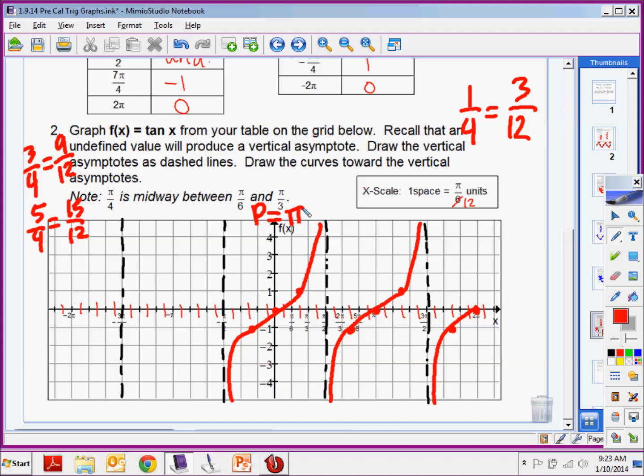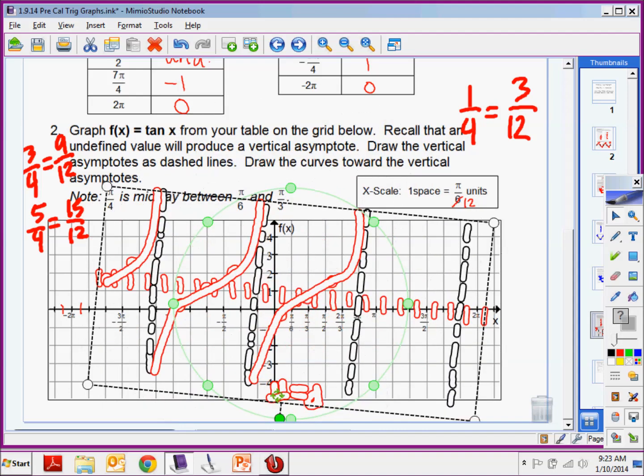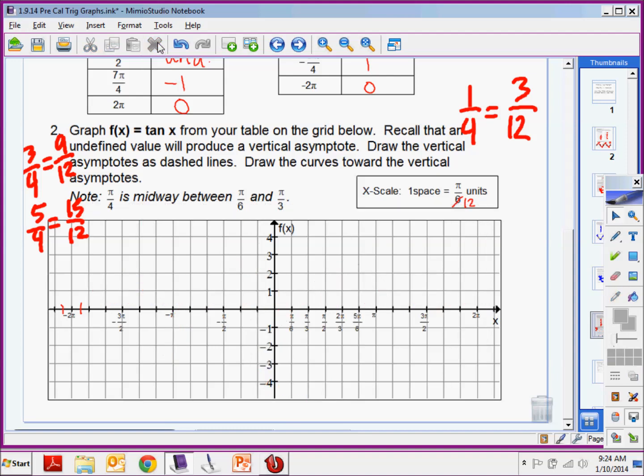Now, next thing we notice. First off, it goes through the origin, right? Yes. All right, well, let's determine. Is this even, odd, or neither? Why is it odd, Vicky? I can rotate it around the origin. If I took this function and rotated it, is it going to look different? No, it's going to be the exact same. I'm still increasing. So it's odd.